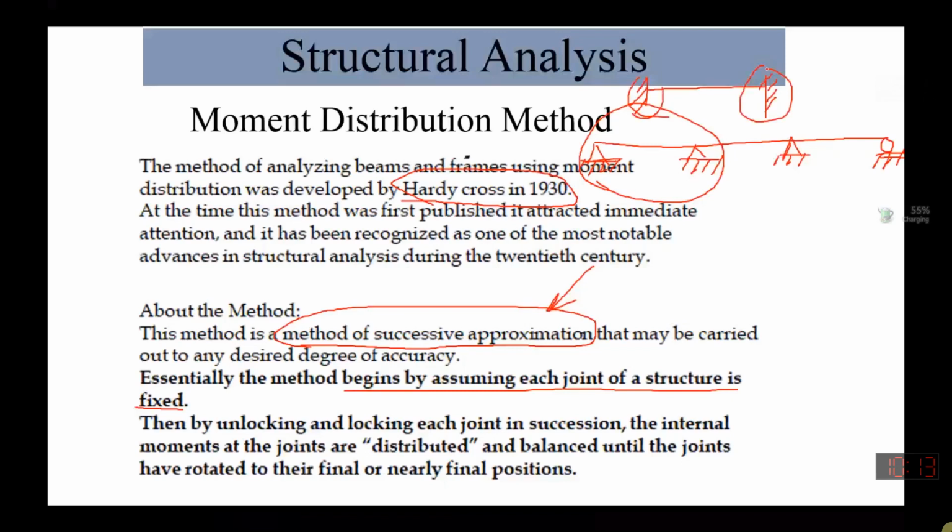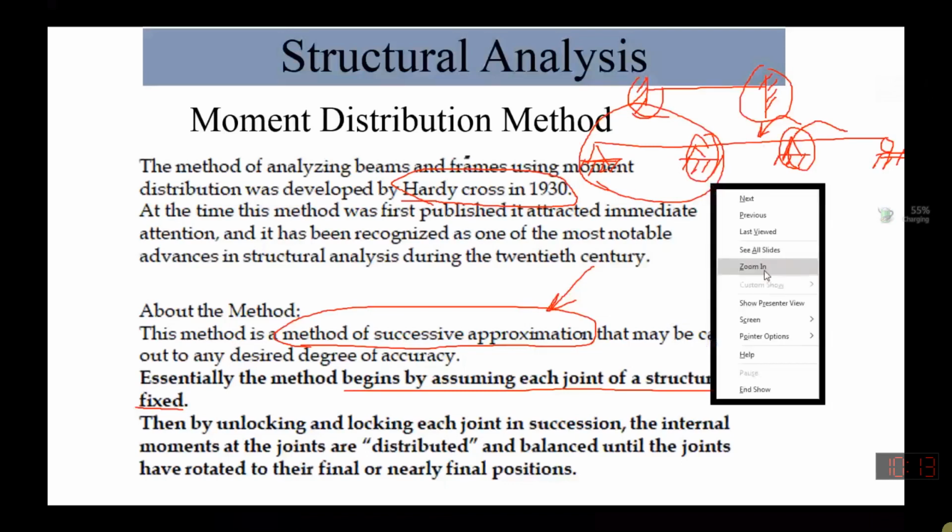Then what we do, we unlock the joint and we distribute whatever moment is at this joint to the spans now. Once we distribute the moment to the spans, we again lock the joints. Once the moment is distributed, then again we unlock. So this is basically what we are doing.